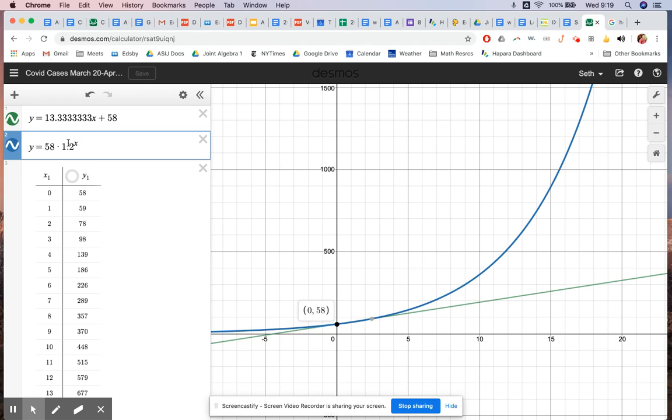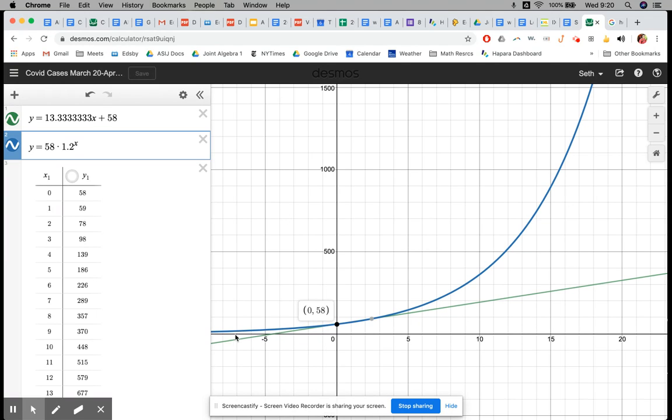This is actually called an exponential function, and it's called exponential because the variable is in the exponent. Keep in mind that we've already done a quadratic where we had exponents like y equals x squared, but the number was the exponent. In this case, the variable itself is the exponent. That makes it an exponential function.